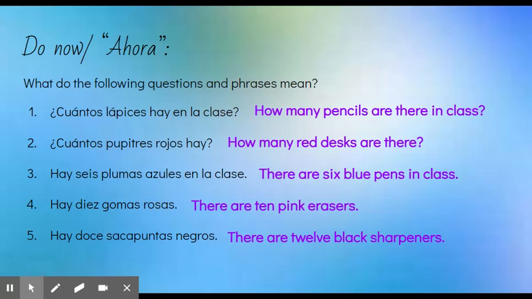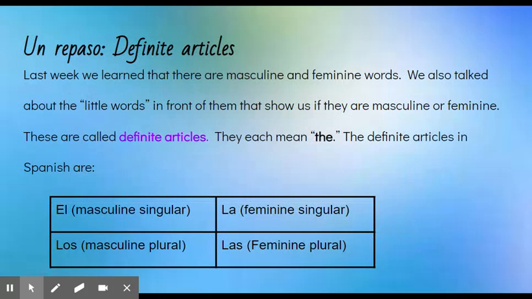Right? That question is going to follow us going forward, but I want to really get into the definite and indefinite articles today, so make sure we have a good hand on them. So with definite articles, last week we learned that there are masculine and feminine words. We also talked about the little words in front of them that show us that they are masculine or feminine. These are called definite articles. They each mean the. The definite articles in Spanish are el, la, los, and las.